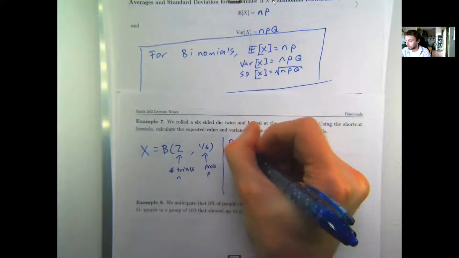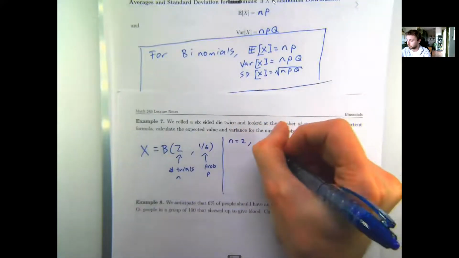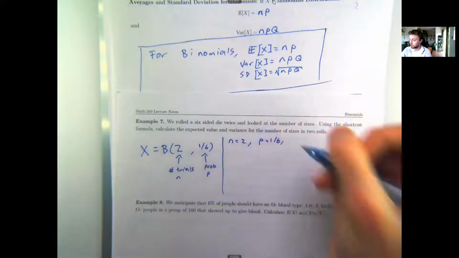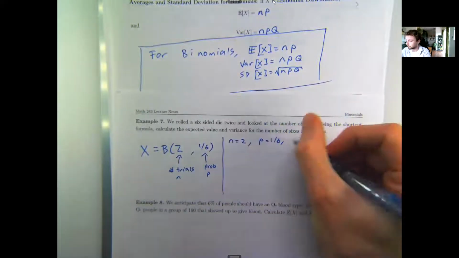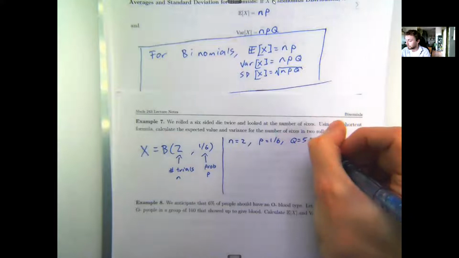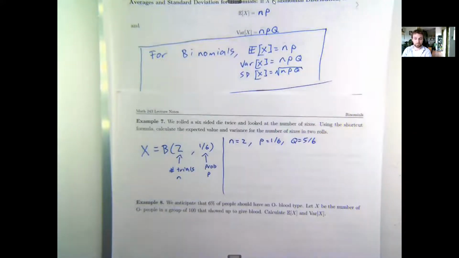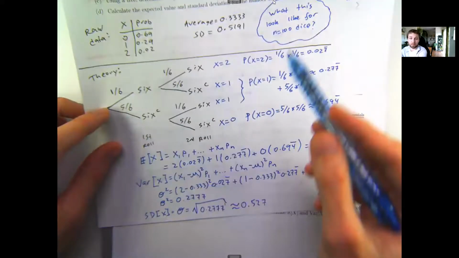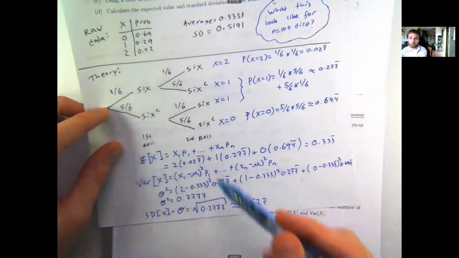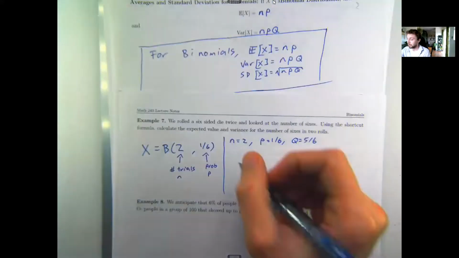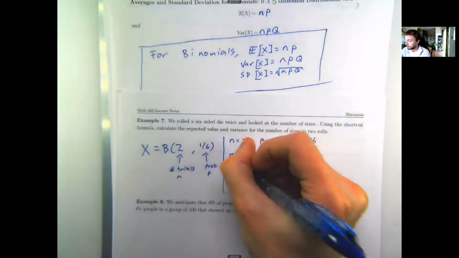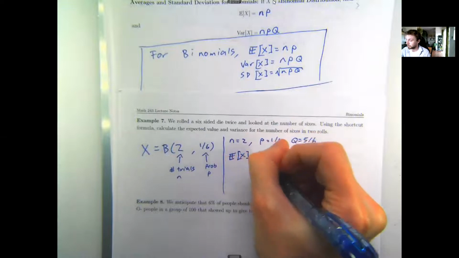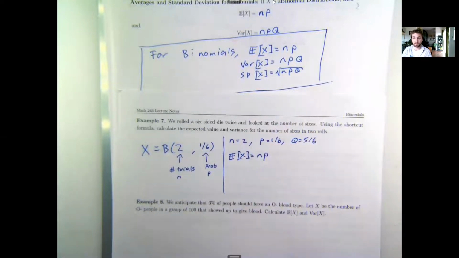Let's list what's really going on, though. 2 trials, 1/6 for my success rate, 5/6 for my failure rate. And I want to find the expected value and variance. Now, earlier to do this, I had to draw my entire tree, find the probabilities, and use these longer formulas. Now I'm going to find the expected value instead by just doing n times p, and let's see what we get.